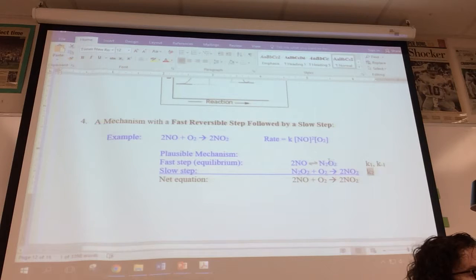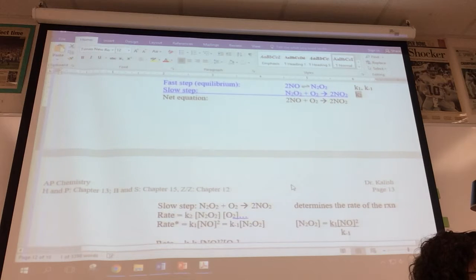N2O2. Product in one step, reactant in a subsequent one. Two of those, one of those, two of those. So the sum of those steps is equal to the net equation. First thing you want to check. You still write rate laws from slow steps. They are the rate determining steps, as we talked about with getting that sandwich. So the slow step determines the overall rate of the reaction. You're still going to write the rate law from the slow step.